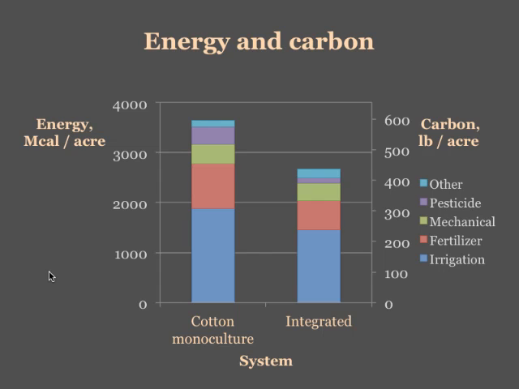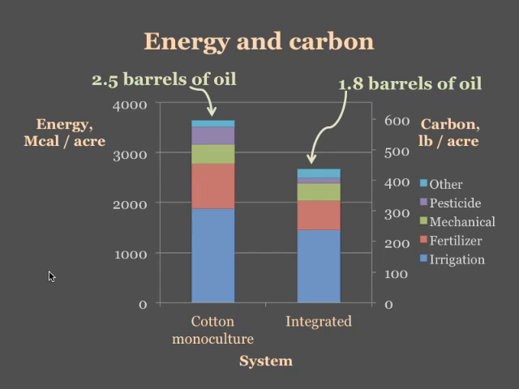It also used more energy for fertilizer. It used more energy for the mechanical operations and used more energy for the pesticide operations. So in all these different categories, the cotton monoculture used more energy than the integrated system. Also, you can see that most of the energy for both of the systems was used for irrigation. The second most for both systems was the fertilizer. And to put this in terms, rather than megacalories and pounds of carbon, which probably don't mean a lot to people, to put this in something that might make a little more sense, this is a difference of between, say, 2.5 barrels of oil for the cotton system versus 1.8 barrels of oil for the integrated system.